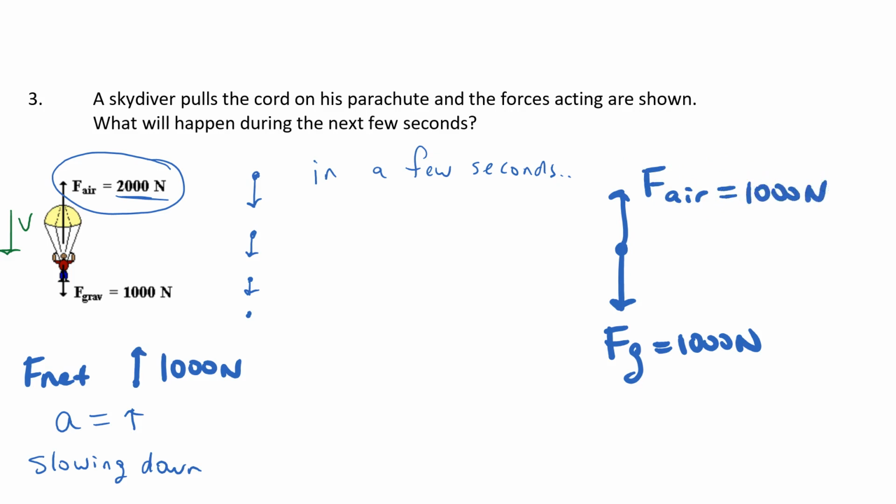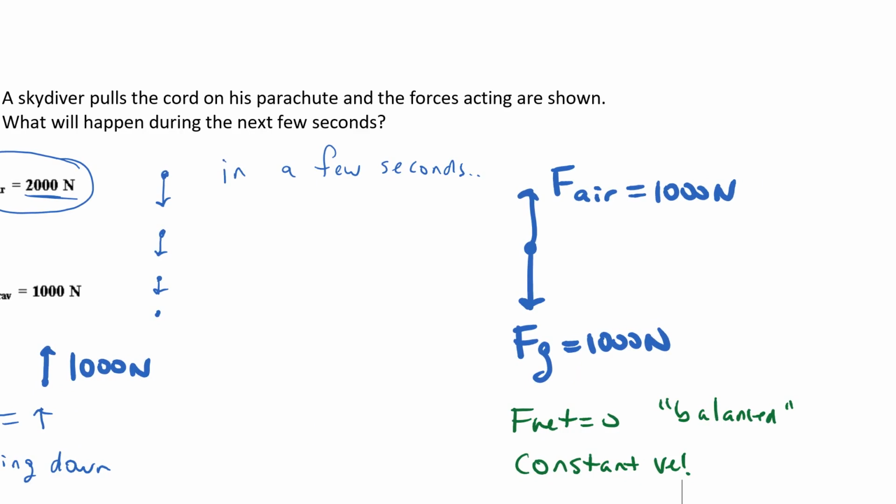So a little bit later on, you might get a situation where now F net is equal to 0, or they're balanced. And so at this point, we're going to get constant velocity. And what would this new diagram look like? Well, now at its slower rate, it's going to be falling at a constant velocity.